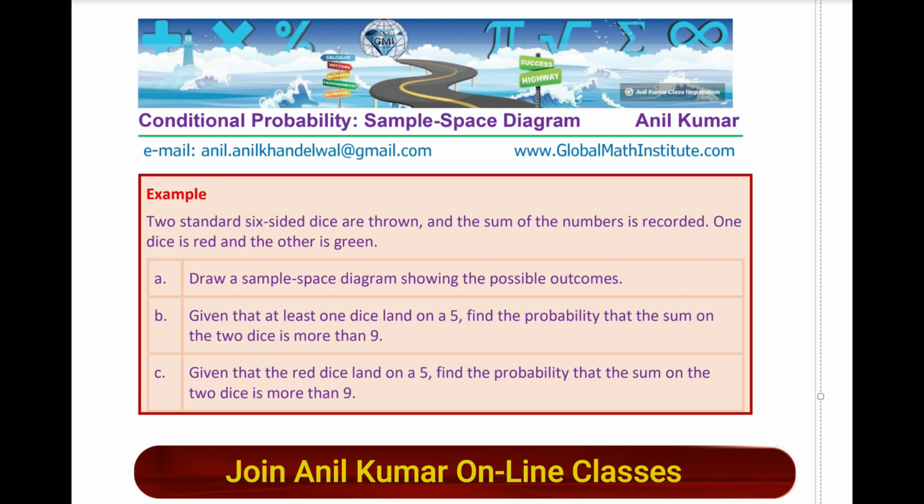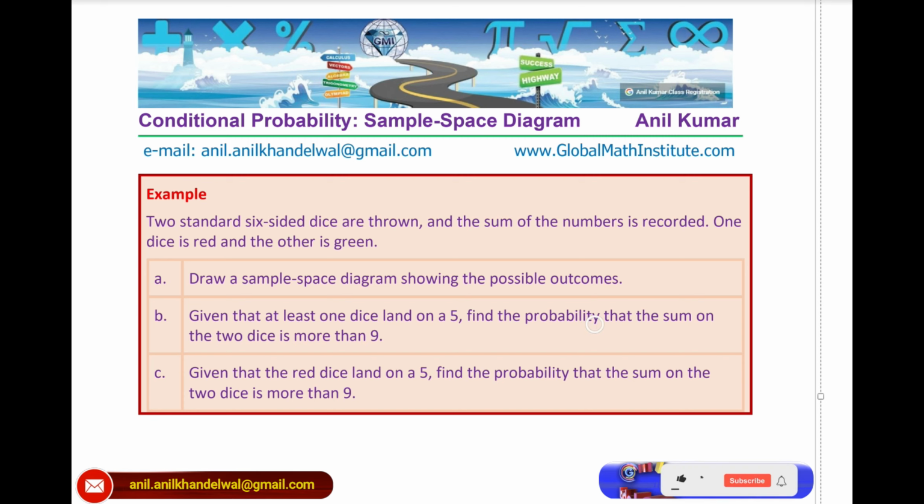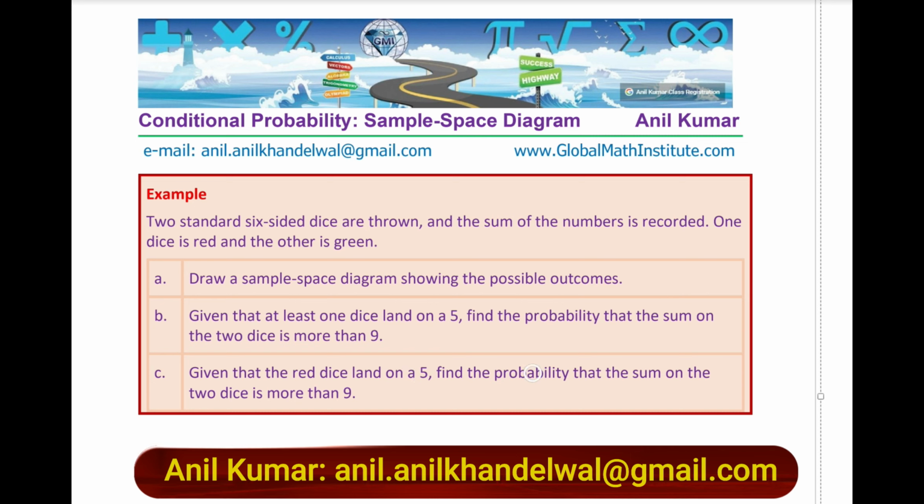Now, let us see how we solve such a question. So we are talking about conditional probability, where the condition given to us is that two dice are thrown. If at least one of them lands on 5, then we have to find the probability of getting a sum which is more than 9. Part C is when the red dice lands on 5, then we have to find the probability that the sum on the two dice is more than 9.